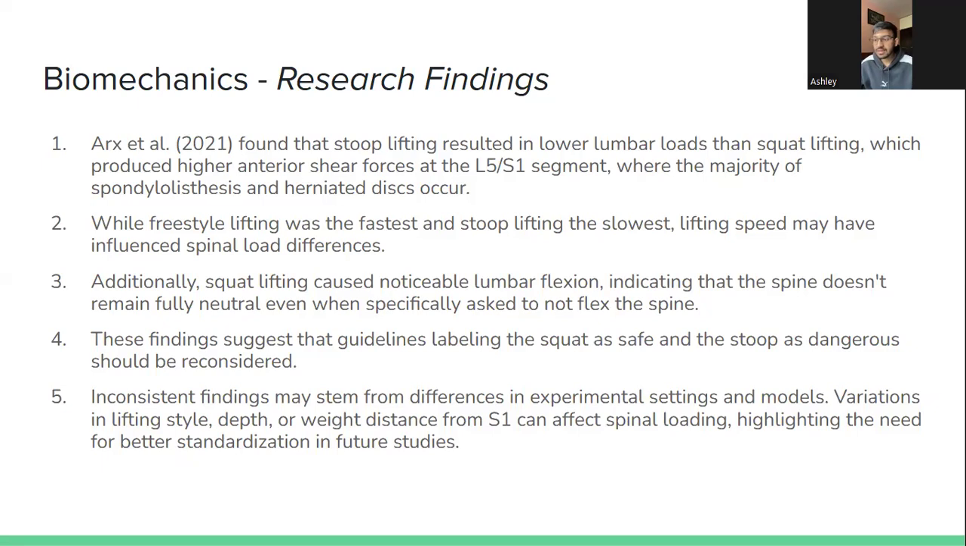And obviously, we know that it does reduce the impact and the load as well. Now, point number three is that squat lifting caused noticeable lumbar flexion, indicating that the spine doesn't remain fully neutral even when asked. Basically, in squat lifting they gave them a cue that you have to keep your spine neutral, right? But I'm sure we all know that neutral doesn't mean anything. We've seen the picture of the spine: the thoracic curves one way, then the other way, so it already has an S curve, right? कभी भी straight होता ही नहीं है spine.